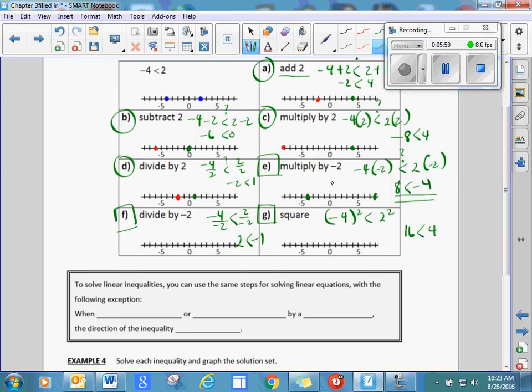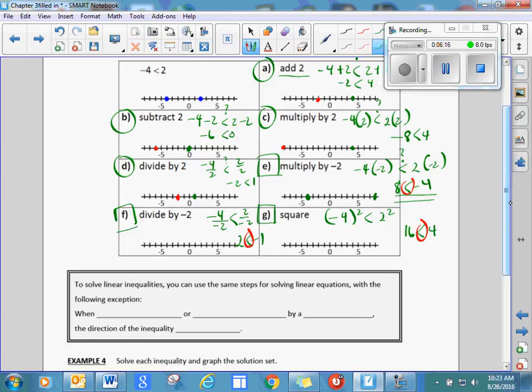And you probably can see it for yourself. What can you do to make it a true statement? You can flip the sign. And if we flip the sign, in these 3 cases, we end up with a true statement. So that's what we're going to end up doing. Let's go ahead and fill out this vocab.